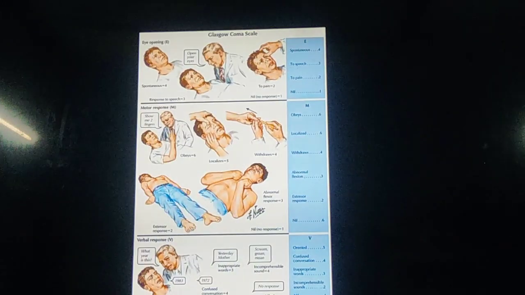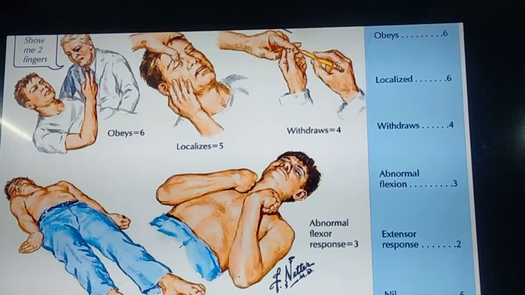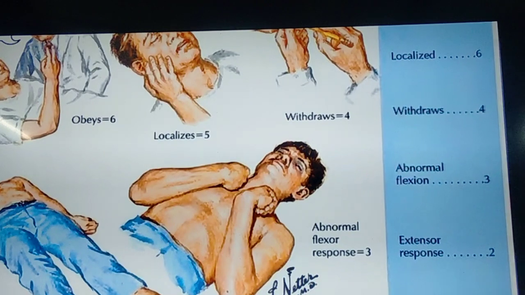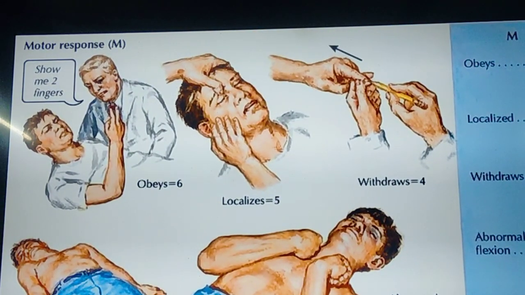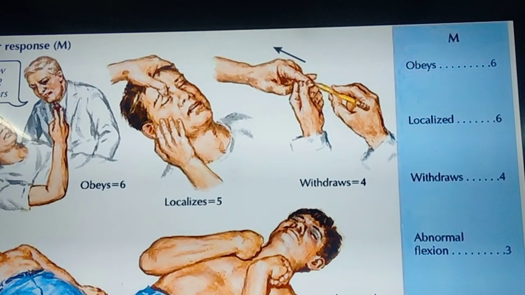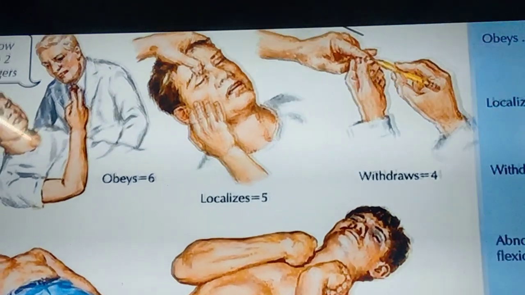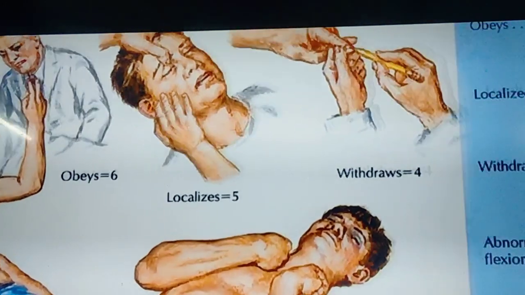Okay, here you can come across some words, as you can see. This one here is very nice. Here as you can see, the first one, motor response. You are giving some command and the patient is obeying. We are going to give the score 6.